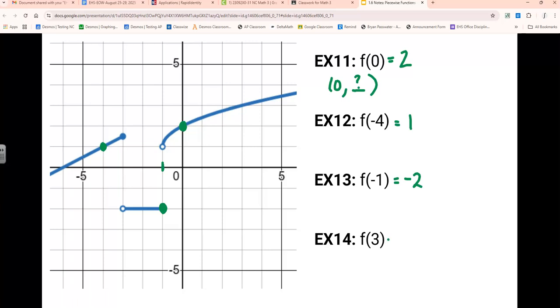And then, Fernando, what about f of 3? Yes. F of 3. There. It's 3. We're looking at this point. X coordinate right here is 3. Y coordinate is also 3. Okay. Questions on evaluating?